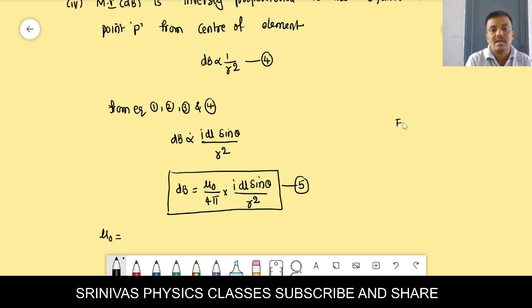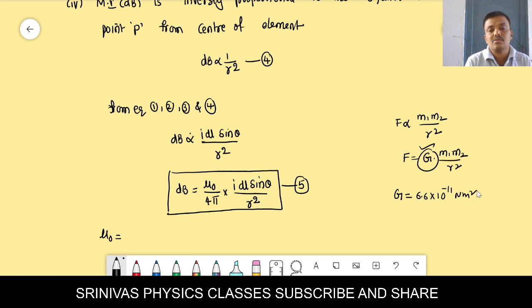For example, in the universal law of gravitation, F is proportional to m1 m2, and F is proportional to 1 by r square. When the proportionality is removed, we get a constant, capital G. Then the practical value of capital G is there, and it has a name, right? That capital G is called the universal gravitational constant. It has a value, 6.67 into 10 to the power of minus 11 Newton meter square per kg square.